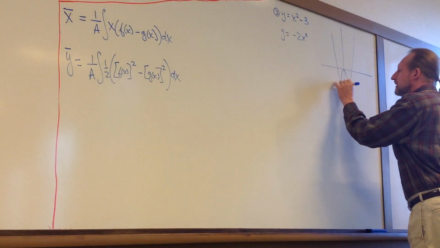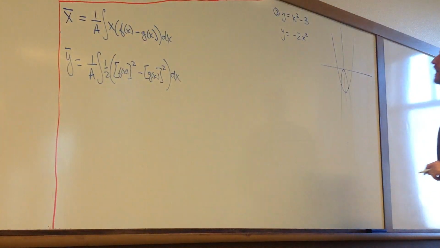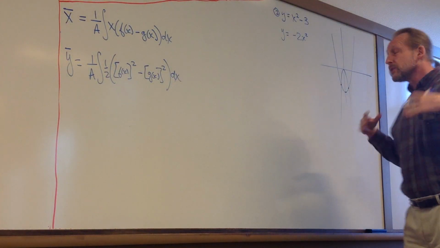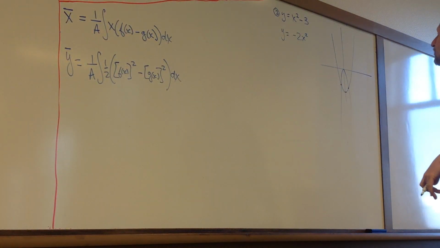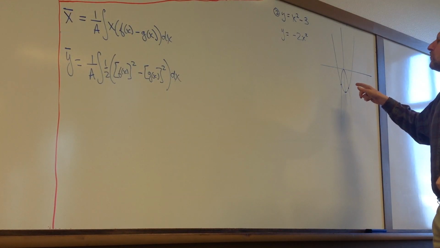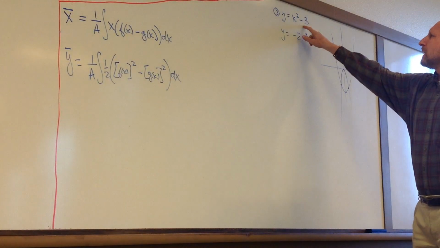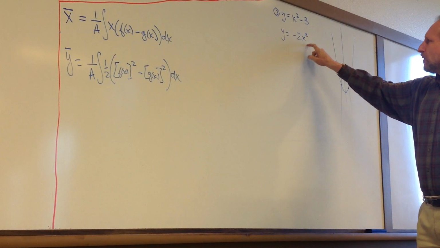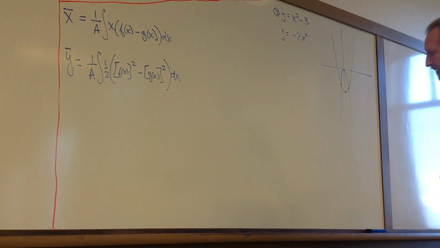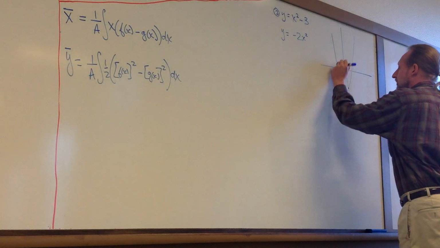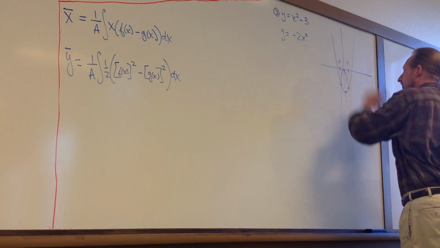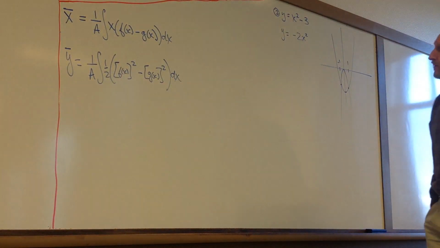Okay? And then these intersection points right here, you can set these equal to each other and solve, or you can use the calculator, but these should be negative 1 and positive 1, right? Because 1 minus 3 is negative 2. 1 times negative 2 is negative 2, and the same thing will happen for negative 1. So there's negative 1, and there's positive 1. So first, let's find the area.